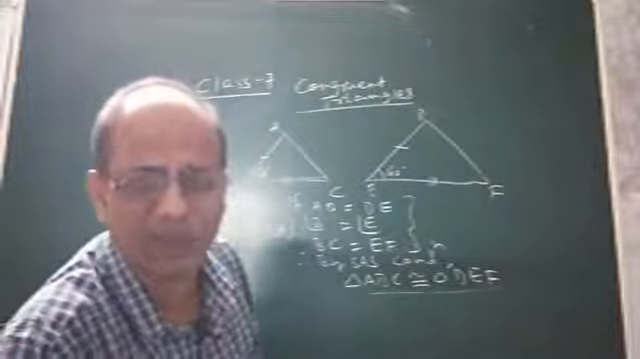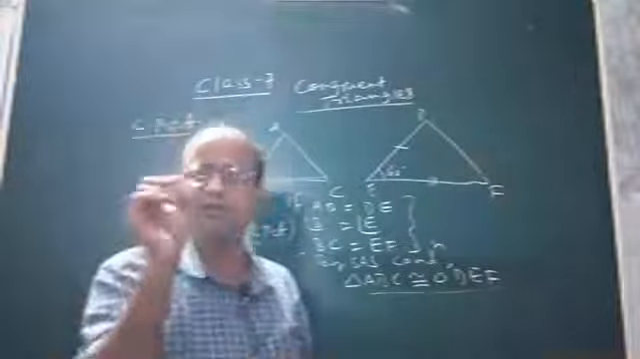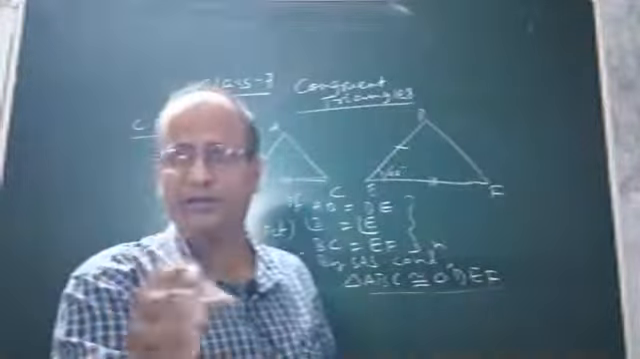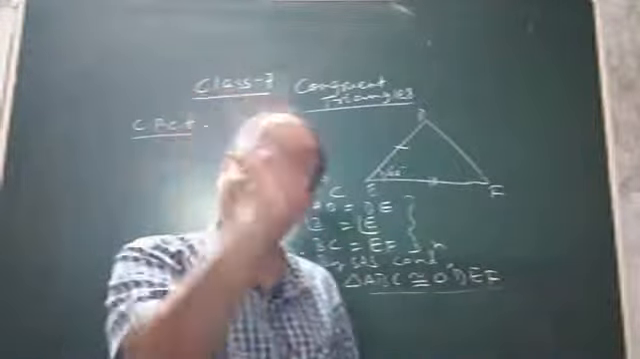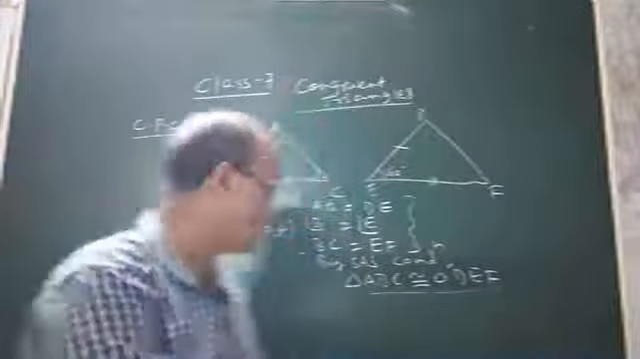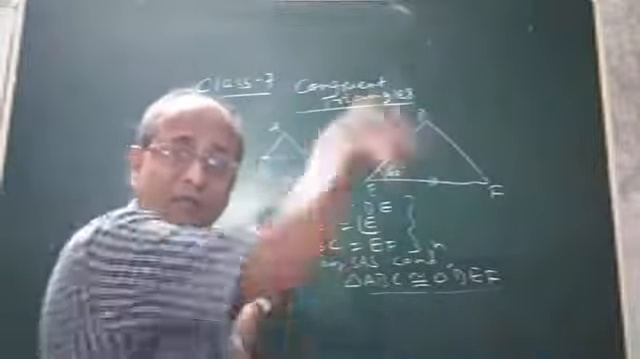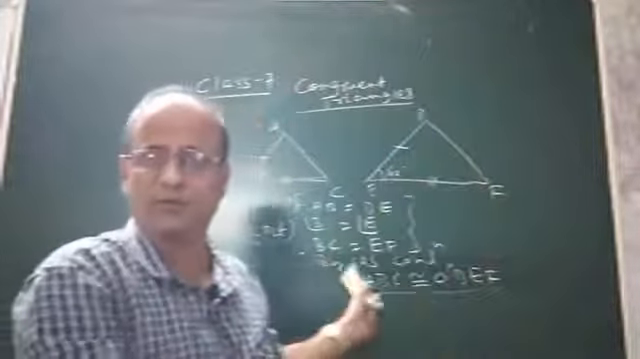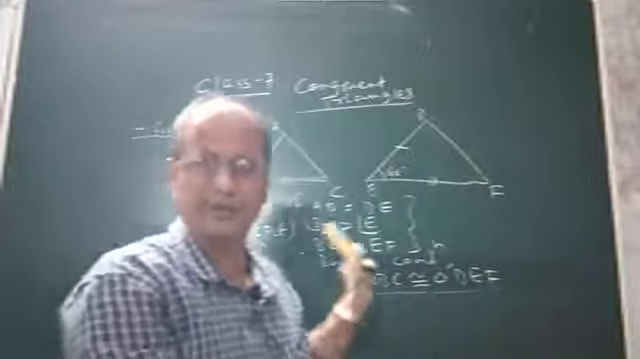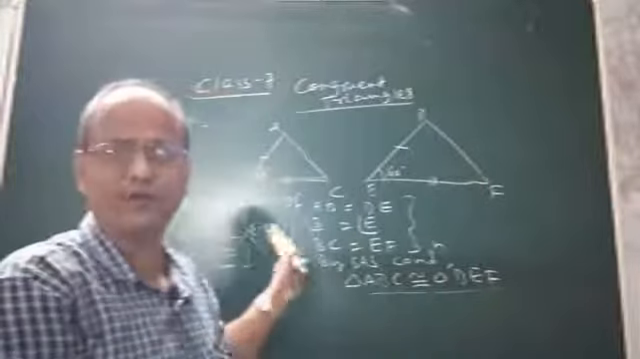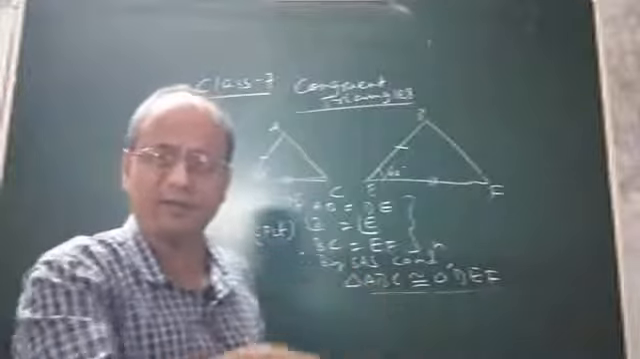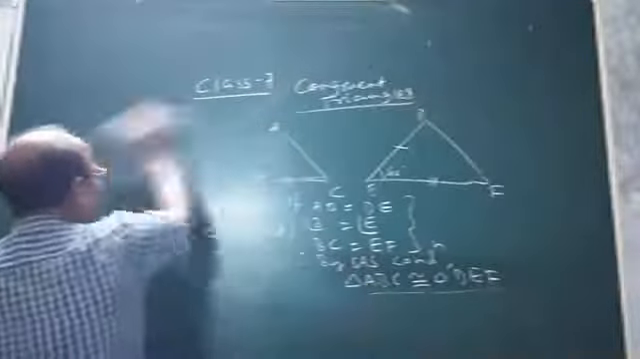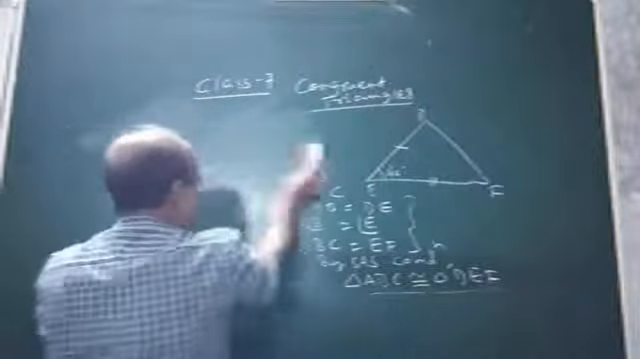Children, I hope you understood the meaning of CPCT. CPCT stands for corresponding parts of congruent triangles. What is the meaning? The meaning is after two triangles are congruent. That means in order that CPCT will come, first we have to prove that two triangles are congruent. I will discuss one problem also on this particular concept, CPCT. Let us discuss one problem so that we will understand it better. Now let me discuss one question.